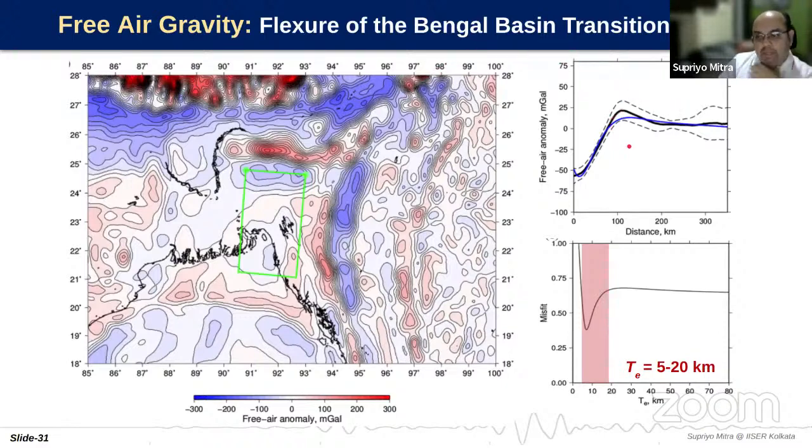So what you see on the top right is the dashed line is the bound of the free air gravity stacked in this box, which is shown in green. And what you see as blue is the modeled free air gravity for a varying elastic thickness of this layer. So we vary the elastic thickness from 0 to 80 kilometers. So that is the TE. And we try and match the observed gravity with the calculated gravity. And we can see a very clear minima, which lies between 5 and 20 kilometers. So 20 kilometers is the upper bound of it. And that tells us what the elastic thickness of the layer is. And we think that is what is supporting the load of the Shillong Plateau.